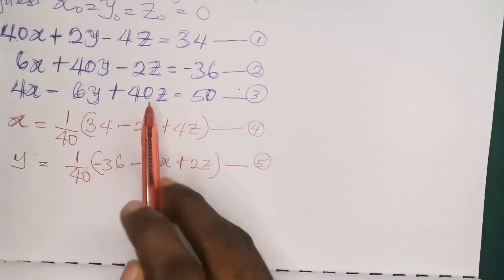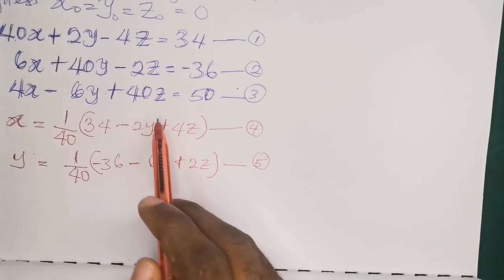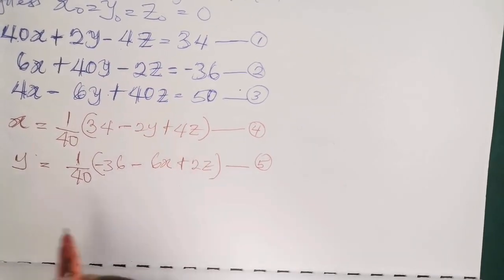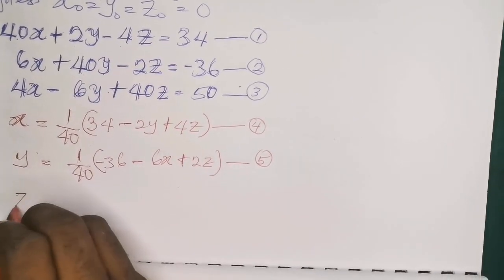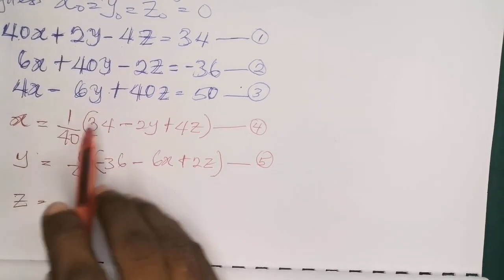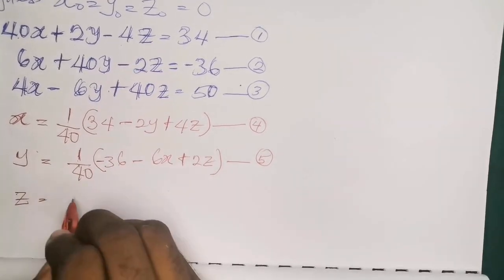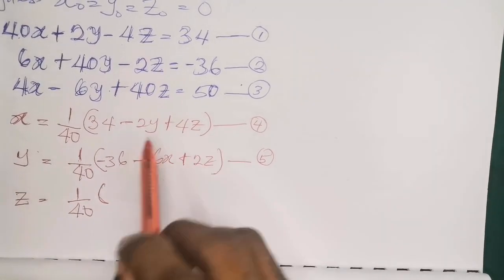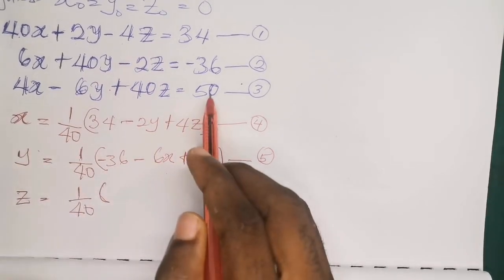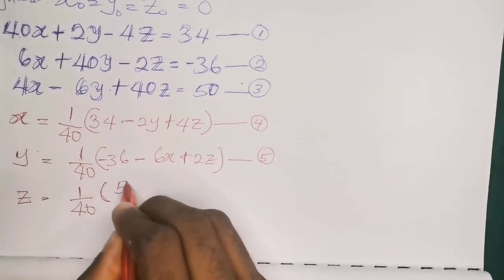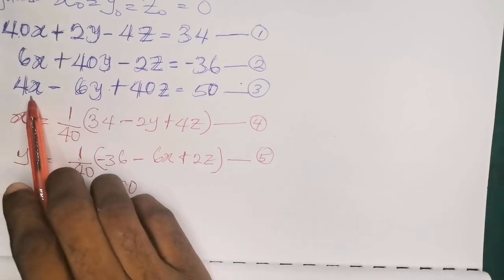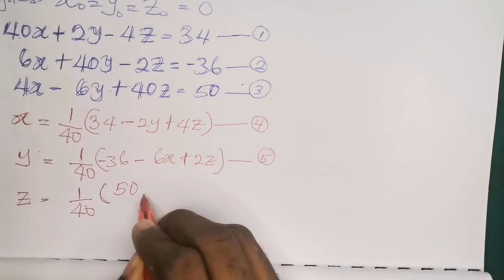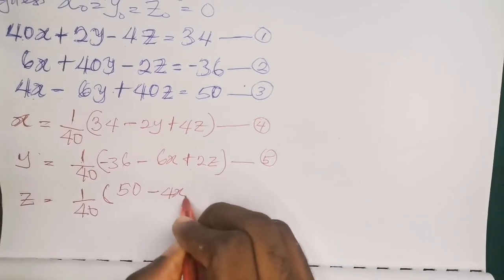And finally, you make z the subject of the formula in equation 3. So z is going to be equal to, again, of course, if we divide by the coefficient of z, I'll still have 1 all over 40. Now multiplying through, put down first your constants here, you have 50. If I send positive 4x over here, it becomes negative 4x.